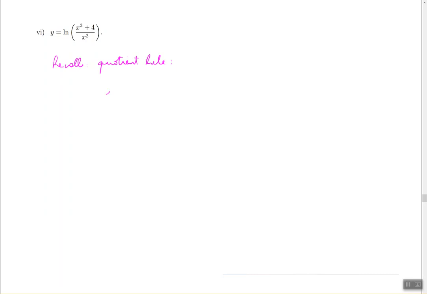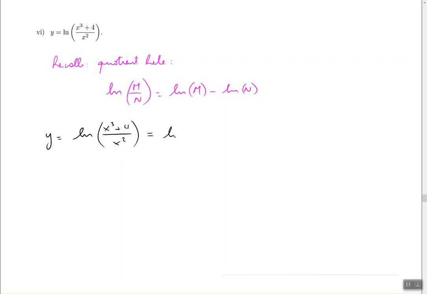So what does the quotient rule basically say? It pretty much says this. If you have ln of m divided by n, then this is equal to ln of m minus ln of n. So basically, it allows you to separate the numerator from the denominator. So in other terms, if I have ln of (x cubed plus 4) all divided by x squared, then according to the quotient rule, I can rewrite it. I can just remove the fraction and put ln of x cubed plus 4 minus ln of x squared. So I'm allowed to do that.